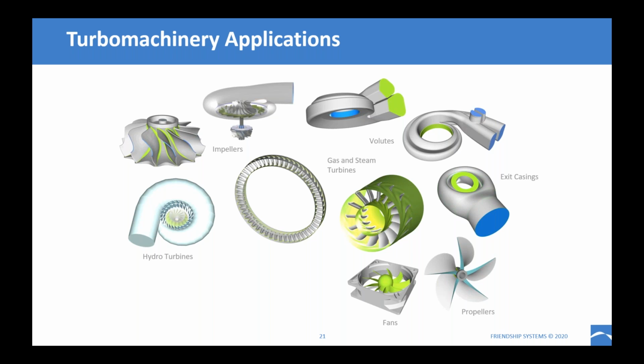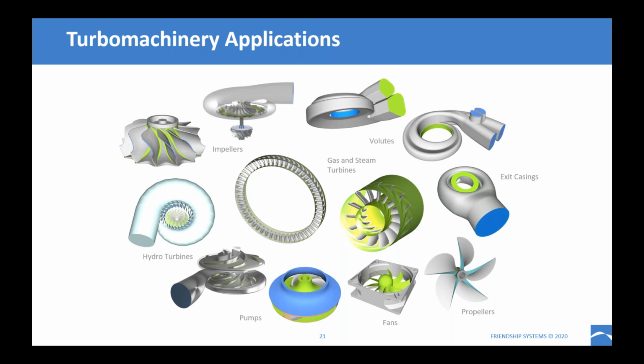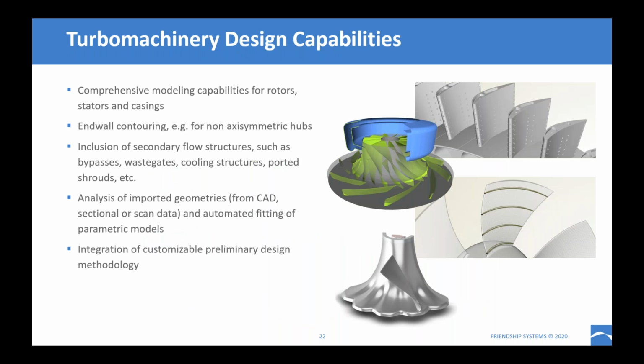And of course, you can combine things together and model and parametrize the whole assembly, like this hydro turbine that we see here, or a pump like this two-stage pump. So in general, in terms of design capabilities, we have comprehensive modeling capabilities for all kinds of rotors, stators, and casings.